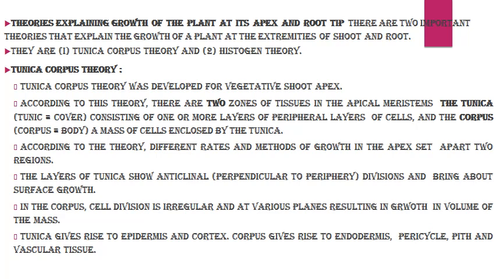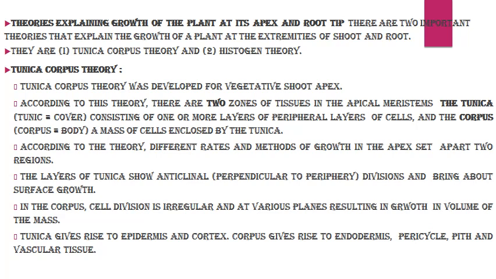According to this theory, there are two zones of tissues in the apical meristems. The tunica means cover, consisting of one or more peripheral layers of cells, and the corpus means body, a mass of cells enclosed by the tunica. According to the theory, different rates and methods of growth in the apex set apart two regions.